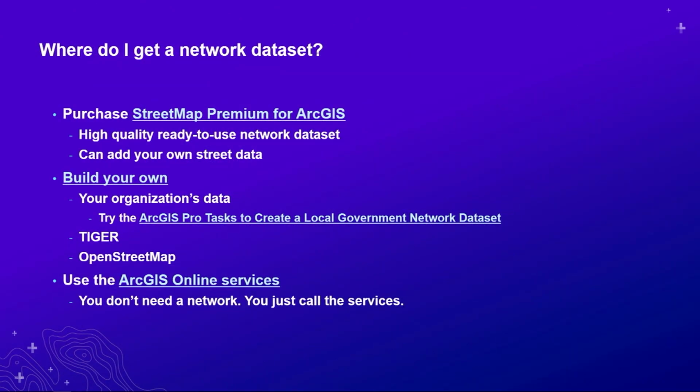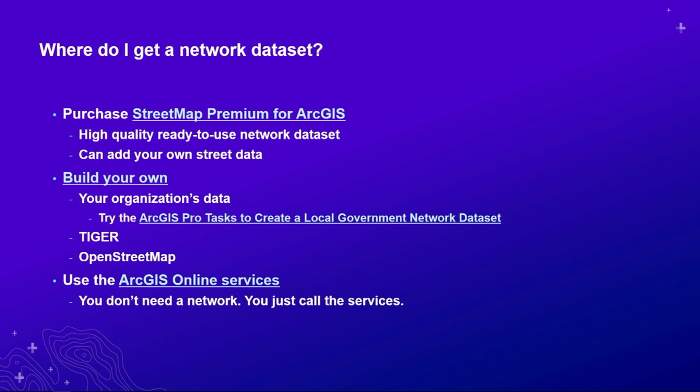You can purchase StreetMap Premium, which includes a high-quality network dataset for your selected country or region. You can also purchase StreetMap Premium Custom Roads, which includes the StreetMap Premium data as well as the flexibility to add in your own roads into the dataset. So if you have private roads or something, you can do that. You can build your own network dataset using your organization's data. There's some help available if you're a local government trying to build a network dataset from your street center lines. You can also use other data sources, such as Tiger or OpenStreetMap, although the data quality often isn't that great, and it does require quite a bit of work to get it into a state where it can be effectively used for routing.